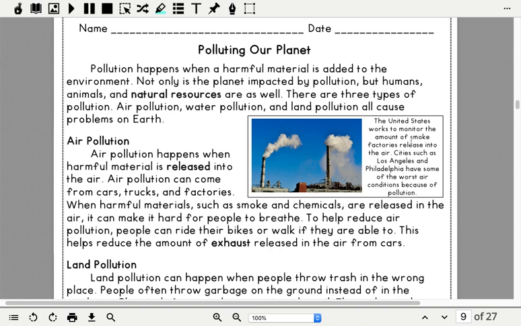We've got a picture up here and a caption. So our caption says, the United States works to monitor the amount of smoke factories release into the air. Cities such as Los Angeles and Philadelphia have some of the worst air conditions because of pollution.